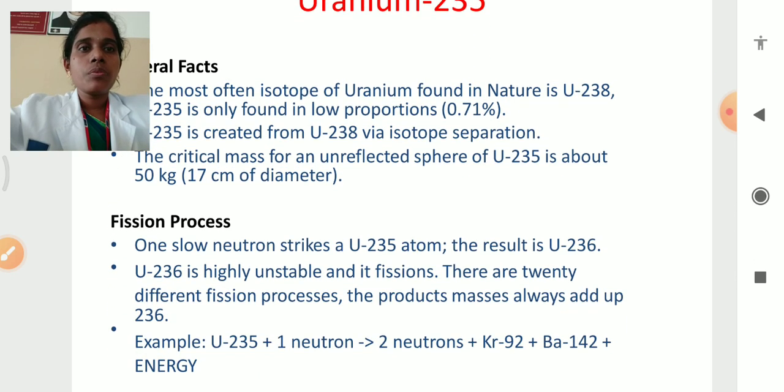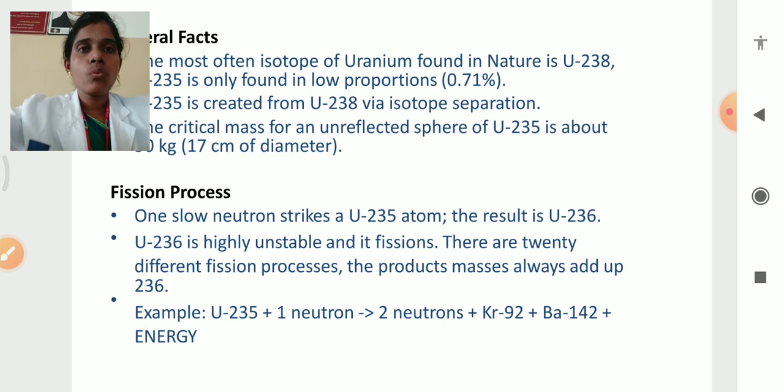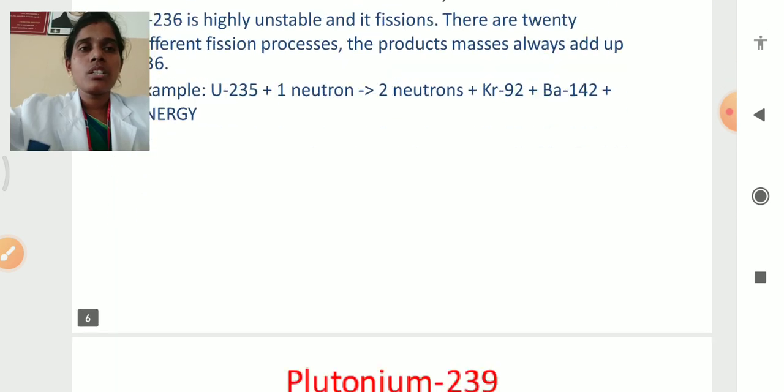In the fission process, generally a slow neutron strikes a uranium-235 atom, and the result is uranium-236. Then uranium-236 is highly unstable and it undergoes fission. There are about 20 different fission processes. The product masses always add up to 236. For example, uranium-235 plus 1 neutron fissions, giving 2 neutrons plus energy.